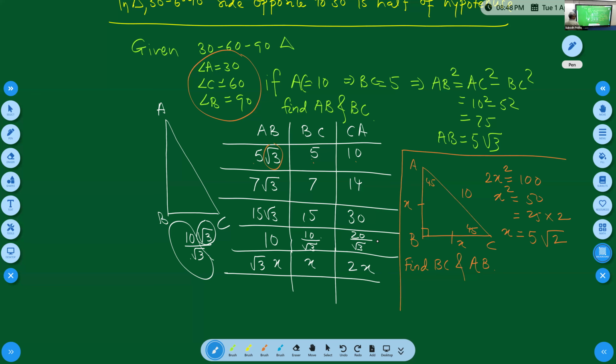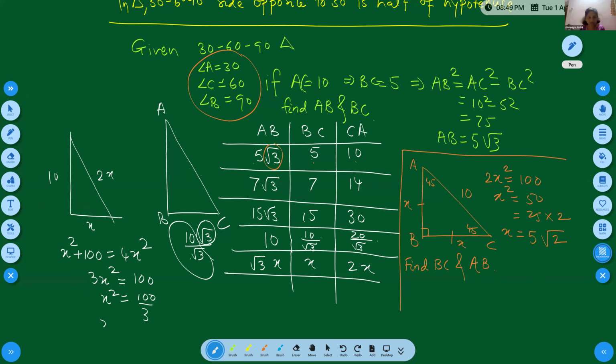Second way of explaining is you want to find out BC. This is 10, this is x, and this is 2x. Correct? So x square plus 100 is equal to 4x square. Therefore, 3x square is equal to 100. Therefore, x square is equal to 100 by 3. X is equal to 10 upon √3.